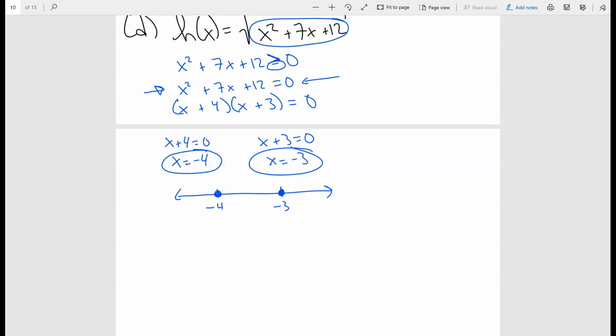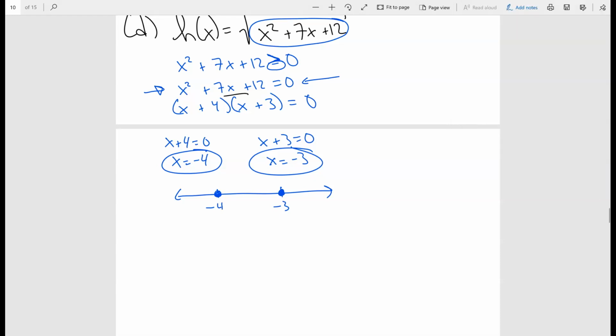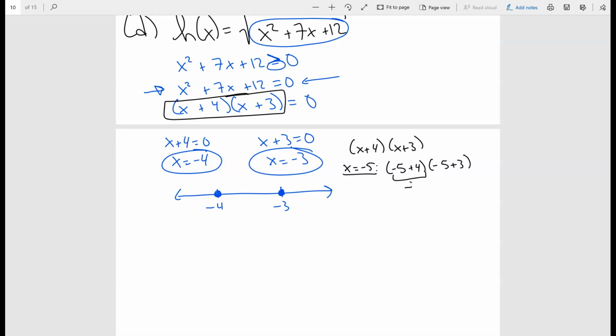One thing that you want to do is check points. Let's pick a number that's less than negative 4. I have x plus 4 and then x plus 3. So I'm going to plug in negative 5. I'm going to have negative 5 plus 4, negative 5 plus 3. Notice that this gives me a negative number, and this one also gives me a negative number. A negative times a negative gives me a positive. So here I'm going to get positive numbers.